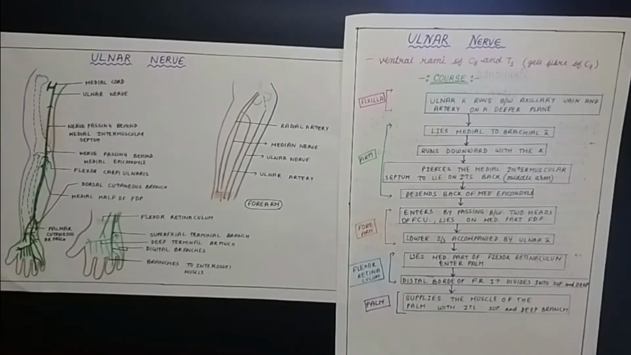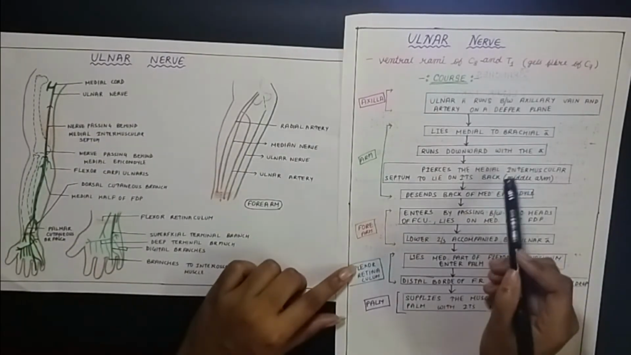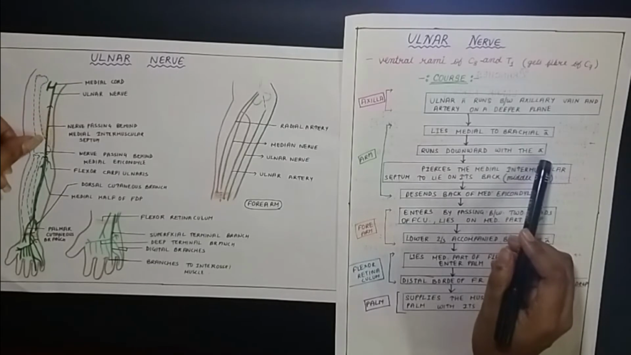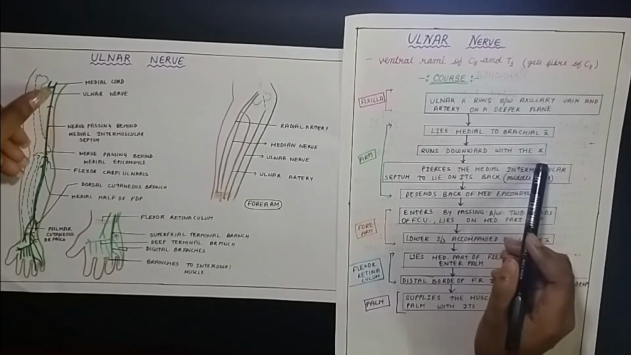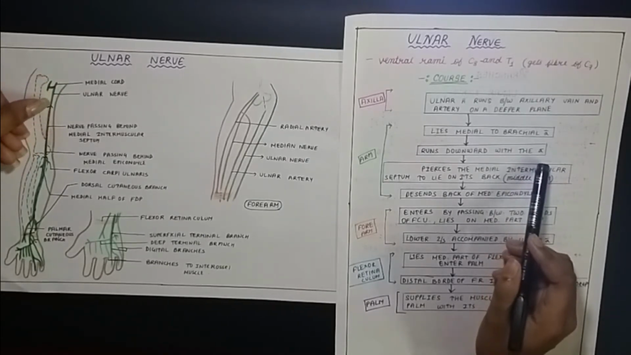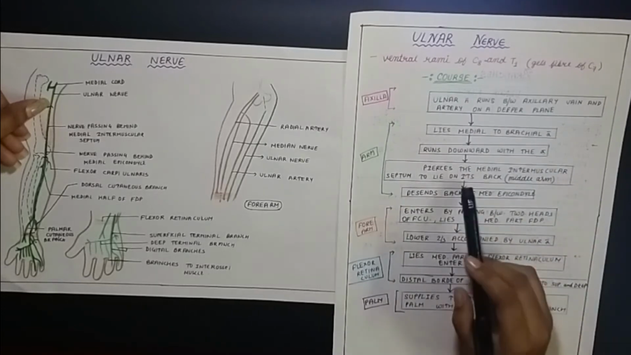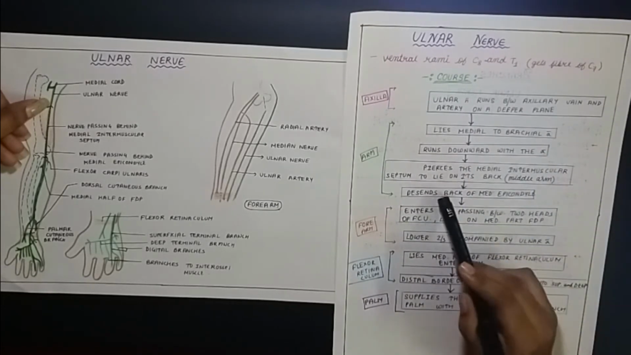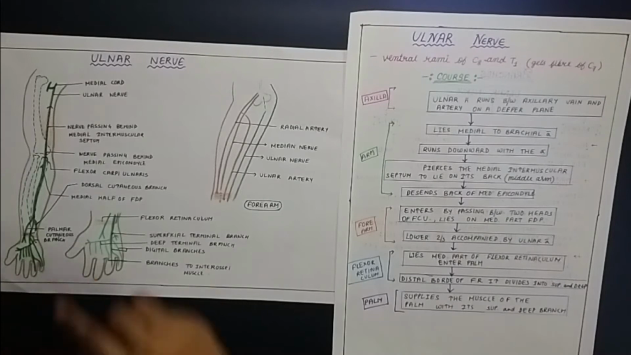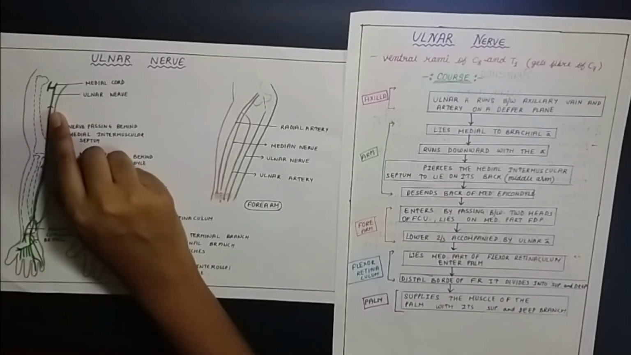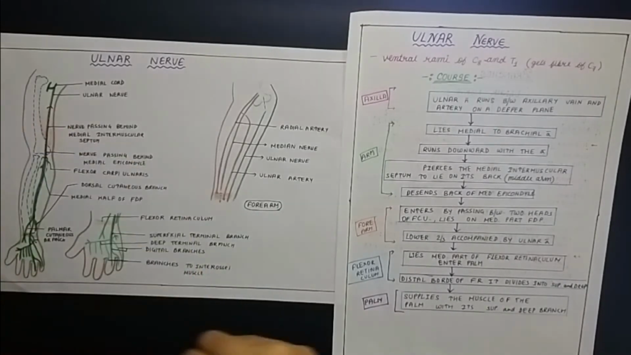Next, it runs downward with the artery. In the arm it runs downward with the artery and then pierces the medial intermuscular septum to lie on its back. So here is the medial intermuscular septum. From there it goes inside and goes to the back of your arm.